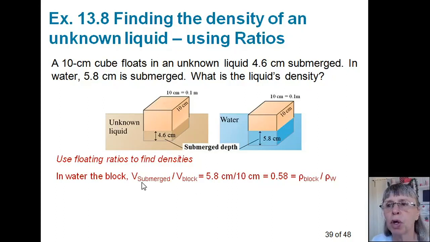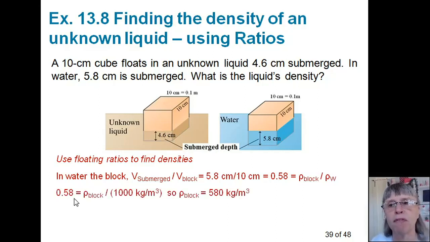So in the water, we know that the fraction of the block that's submerged is going to be 5.8 centimeters out of 10. That's 0.58 or 58%. We know that the fraction submerged is equal to the ratio of the densities. Using this, we can calculate the density of the block. So we've got 0.58 is equal to the density of the block divided by the density of water, which is known. So we can calculate that the density of the block is 580 kilograms per meter cubed.